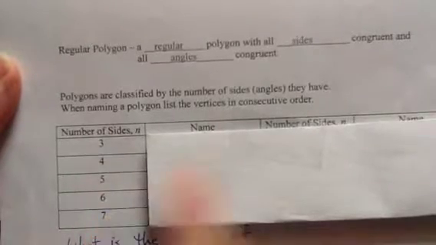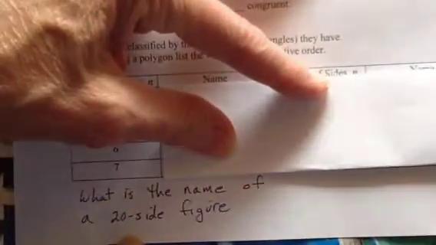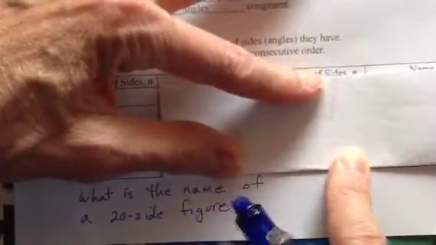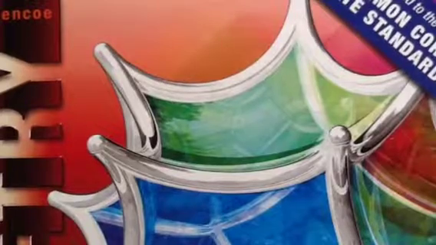All right, so there's a chart here and a chart here. I added one as well. I'd also like to know the name of a 20-sided figure. So when you're looking up things like the 7-sided, the 9-sided, also look up the 20-sided for me. Okay. And one other quick thing.